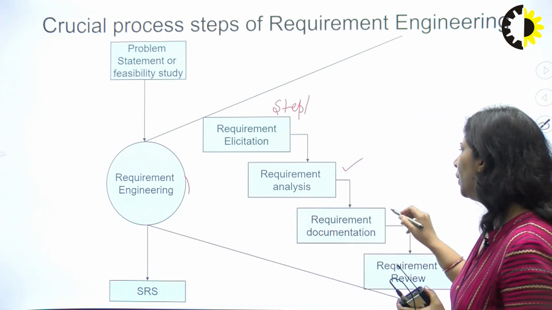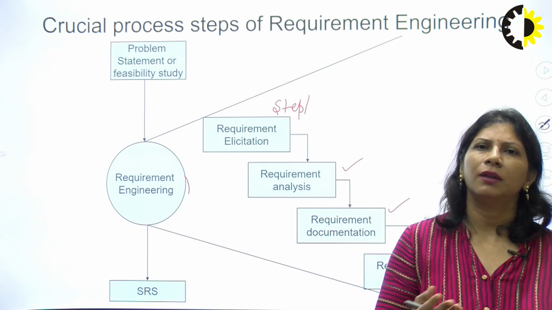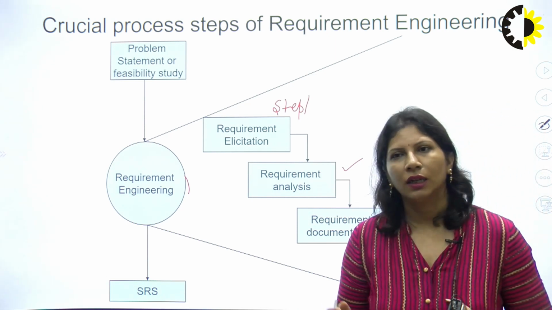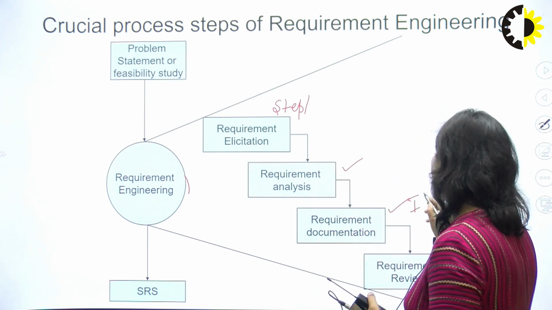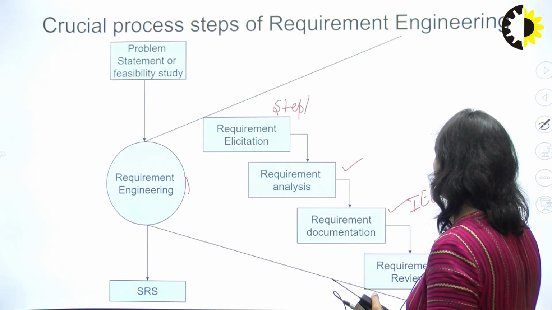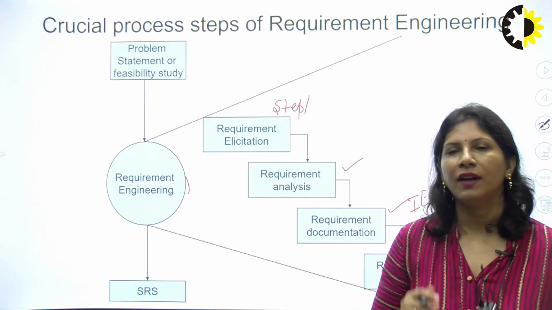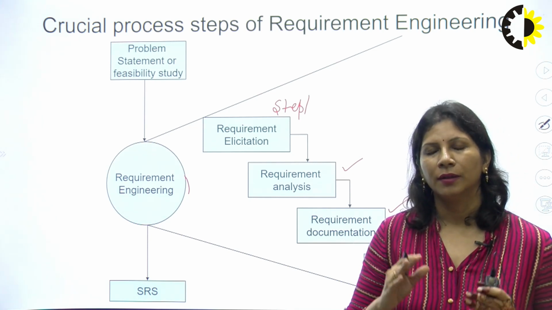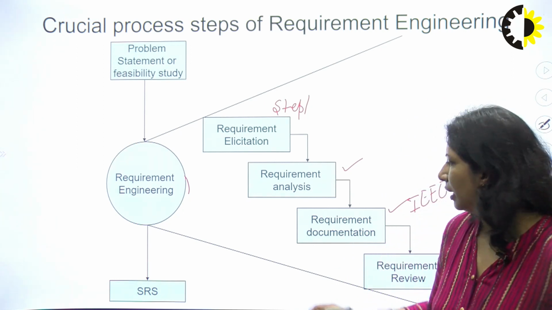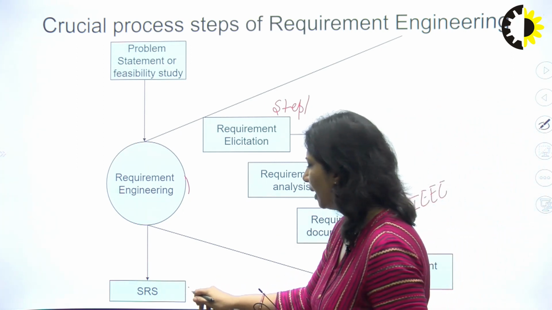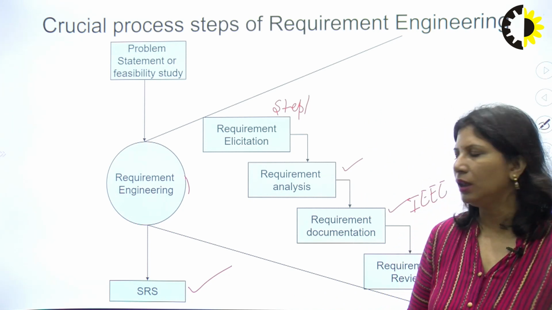Then we will document them in a SRS form, and that SRS will be using the same standard, that is your IEEE standard. Finally, we will review the requirements. After final reviewing all the requirements, we will produce the document to the user, and we will get this final output as a SRS, right? We will get the output as a SRS.